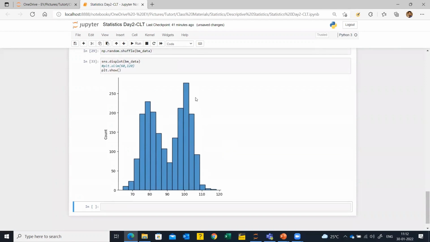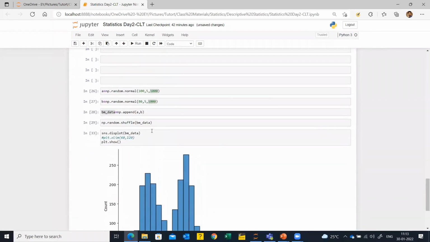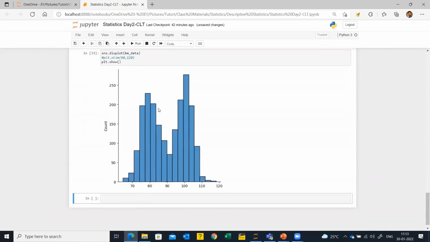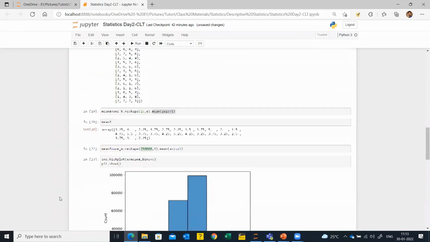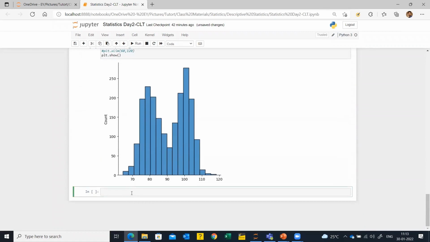So this is the population data for you. It has a total of 2000 data points with bimodal peaks, or two peaks, one with a mean of 80 and the other with a mean of 100. Standard deviation here is 5 in both cases. Any question, do let me know. Okay, so just like we had a data set here, which was entirely unimodal, now we have a bimodal data set, and we'll do a similar operation on this bimodal data set.